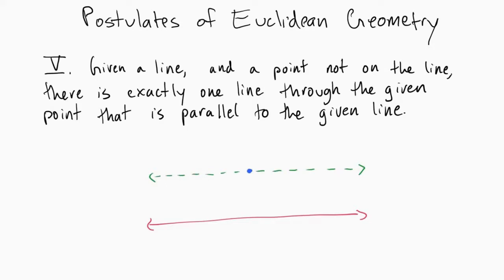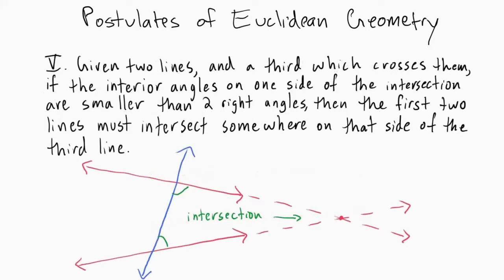It makes sense when you look at the diagram, but we can already see that this is a little more complicated than our first four postulates. And this isn't even Euclid's original fifth postulate. Euclid's original fifth postulate was, given two lines and a third line which crosses them, if the interior angles on one side of the intersection are smaller than two right angles, then the first two lines must intersect somewhere on that side of the third line.